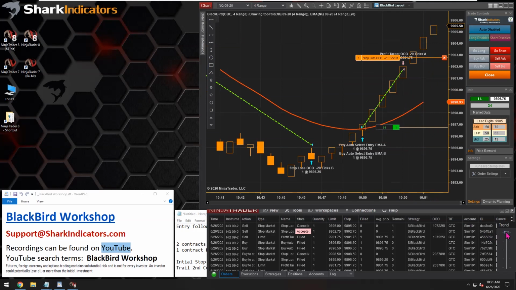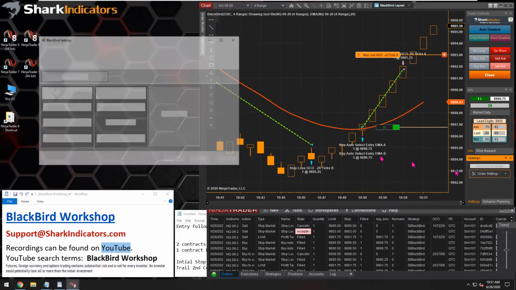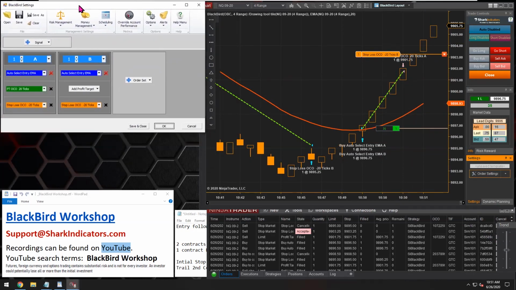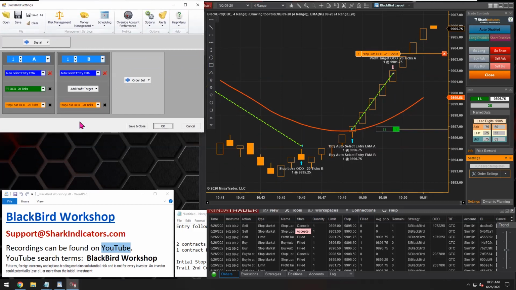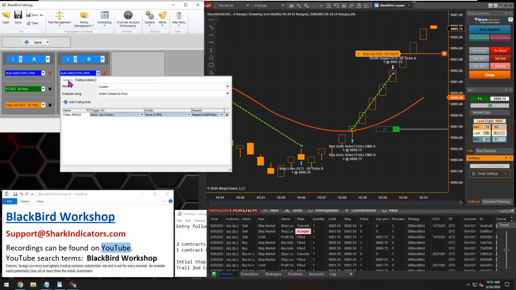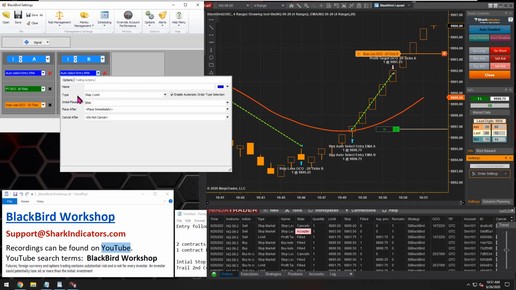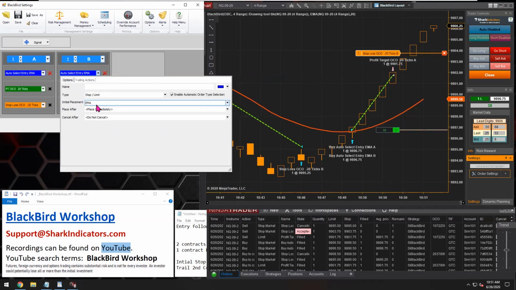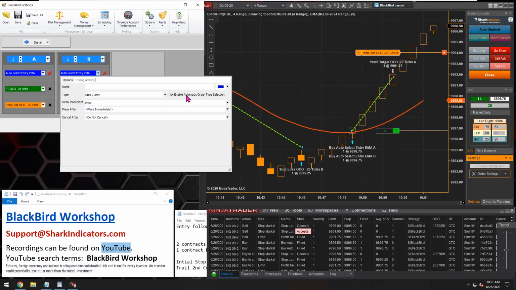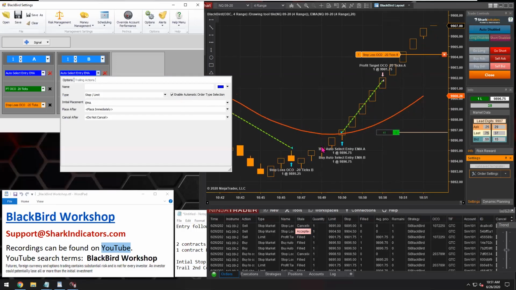So there we have it, David. A couple of tips that we learned here. For the entry order, since we want the entry order to basically follow a moving average, we used the automatic order type selection to make sure that we can place a trade, regardless of what side of the indicator the market's on.